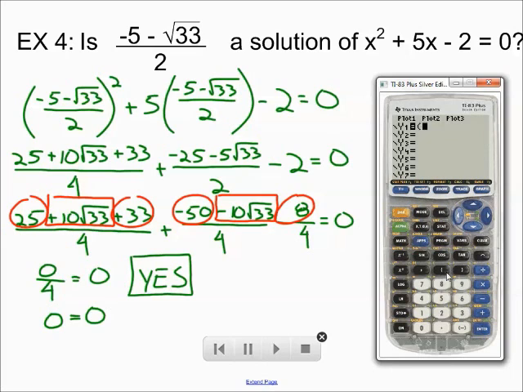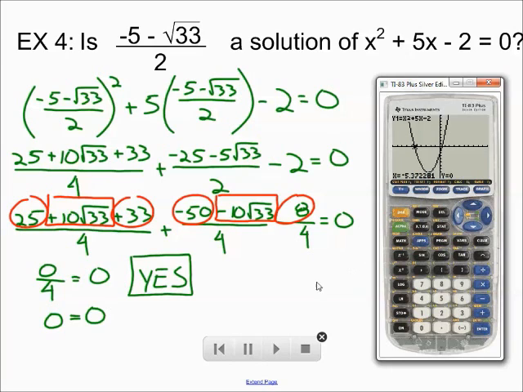Another way would be to graph it. So we could do x squared plus 5x minus 2 and graph it and look for where it crosses the x-axis. Then we could go trace. We could type in negative 5 minus the square root of 33 divided by 2, and we'll see that that hits the x-axis perfectly because y is 0. That's another way to tell it's a solution. So graphing calculator, definitely the easier route here.